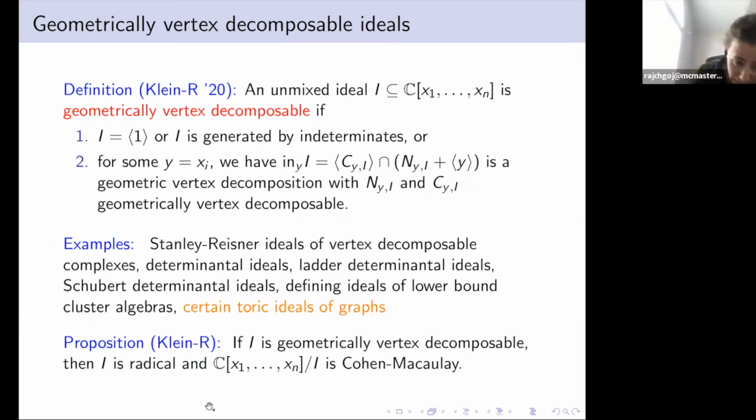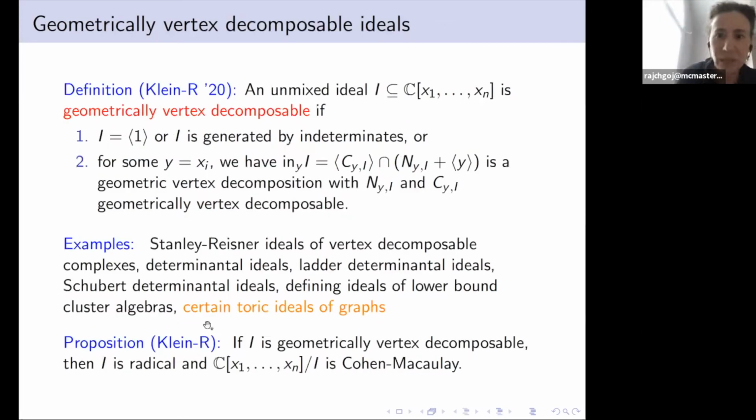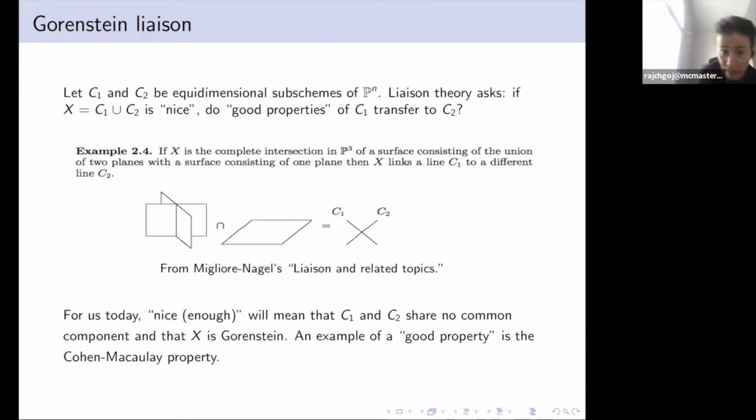Okay, so great. So we have this analog. So that was geometric vertex decomposition. That's supposed to be the algebraic combinatorics thing, because Knutson-Miller-Yong used it to study Schubert determinantal ideals, and it's been used in the Schubert literature in other contexts since then.